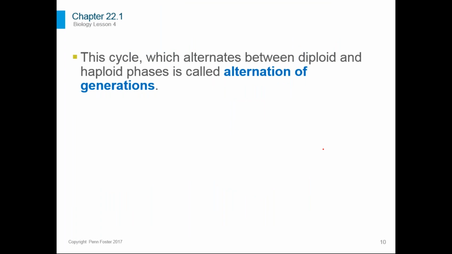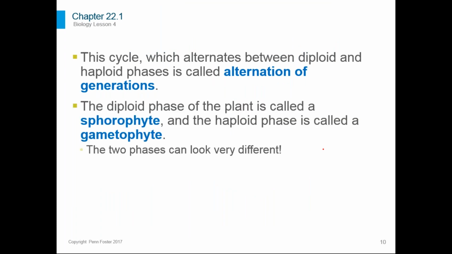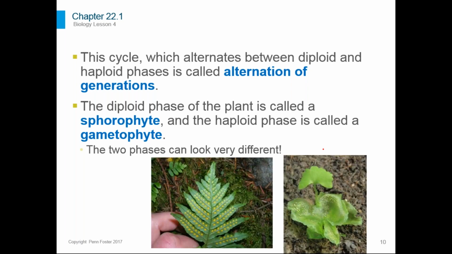The cycle, which alternates between diploid and haploid phases, is called alternation of generations. The diploid phase of the plant is called a sporophyte, and the haploid phase is called a gametophyte. And these two phases can look very different. So a great example of that are the two phases of a fern.